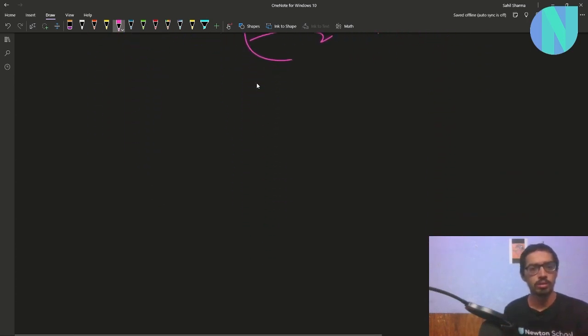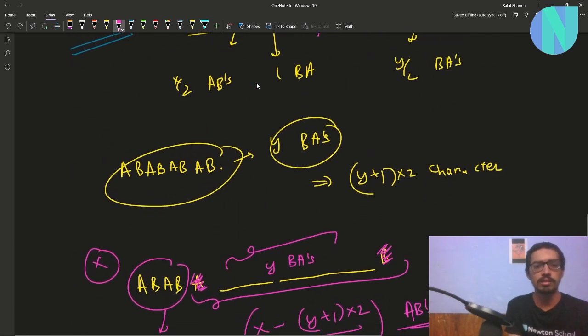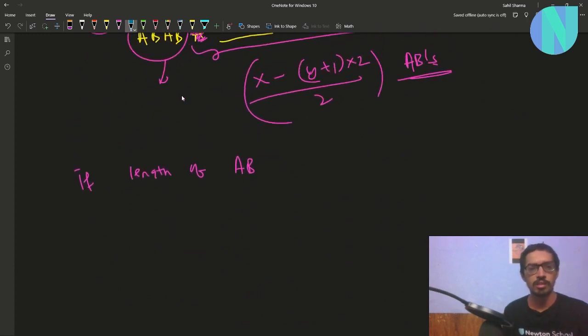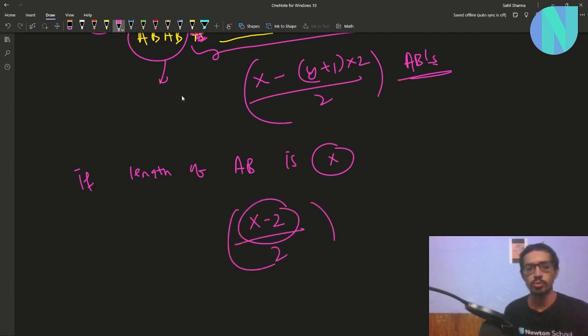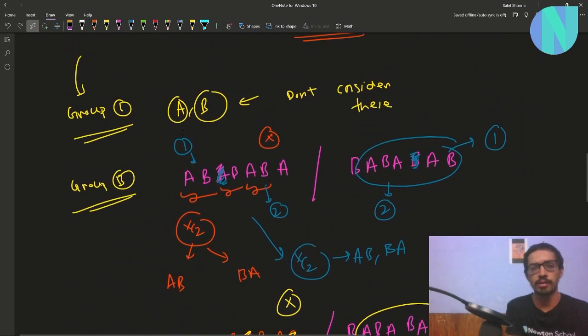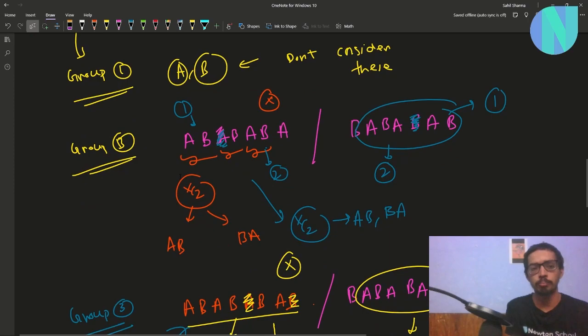So, I will call this string AB. In the future, in my code also, I will call this string AB, and I will call this string BA. So if the length of my string AB is x, then I can get at most (x minus 2) over 2 BAs from it, right? So that is the basic fabrication that you can get after splitting it. So you will get basically 3 groups here.